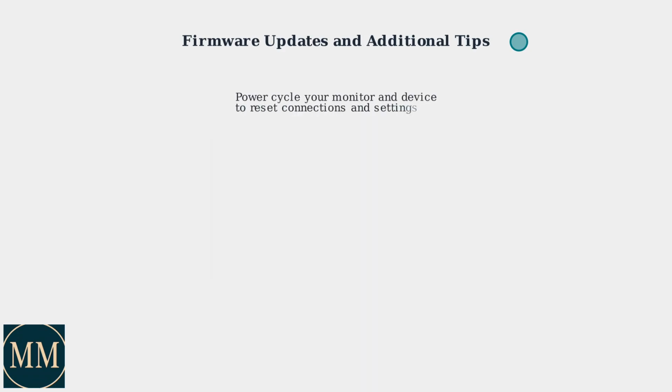As a final troubleshooting step, power cycle both your monitor and your PC or console. Turn everything off, disconnect power for 30 seconds, then reconnect and power back on to reset any connection issues. Finally, check that no other software or overlays are interfering with your display settings. Close unnecessary applications that might be controlling refresh rates.